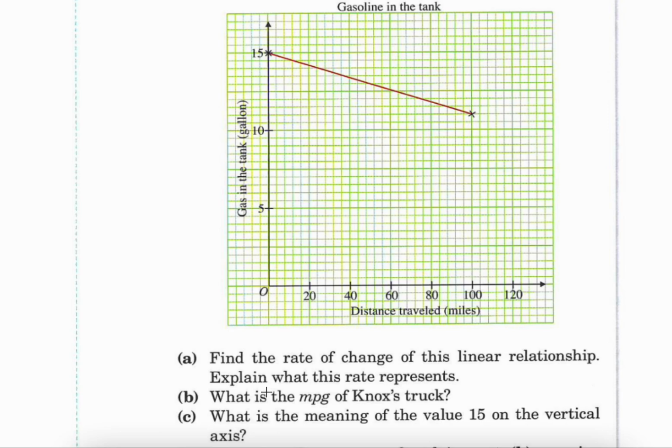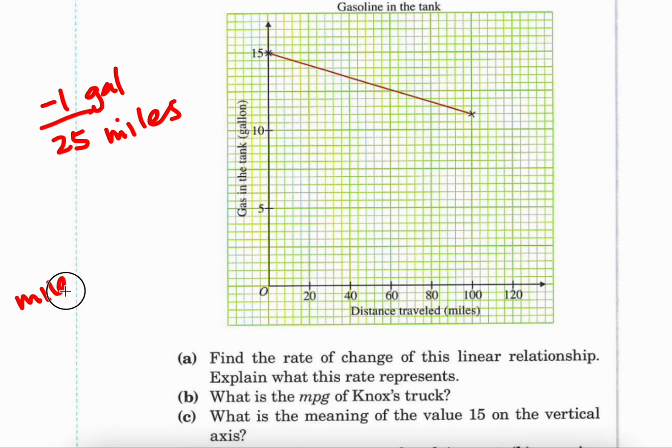Okay, part B. What is the MPG of Knox's truck? Well, we already found out that it was negative 1 over 25. The negative 1 was for the gallons of gas, and the 25 was the miles from part A, right? So now they want to find the miles per gallon. Okay, the slope we found, the rate of change, was gallons per mile. They want miles per gallon. So it's basically switched around.